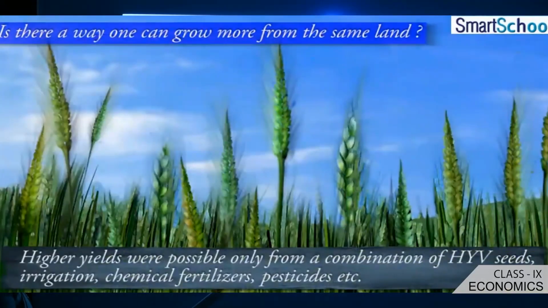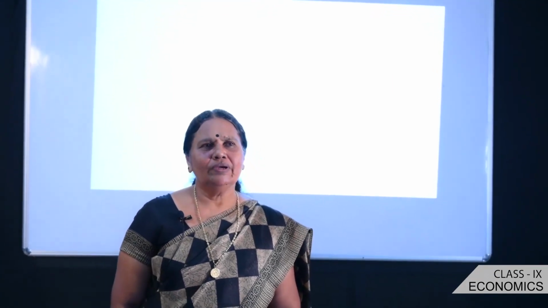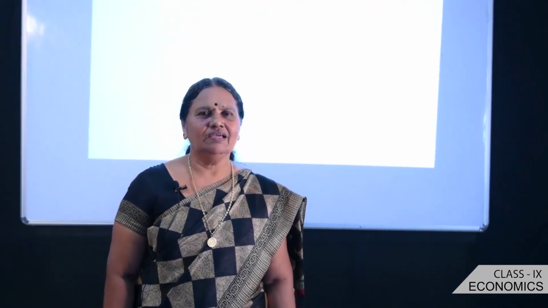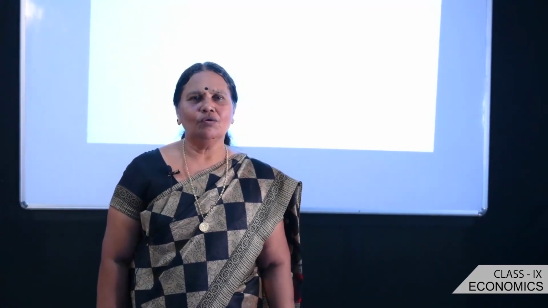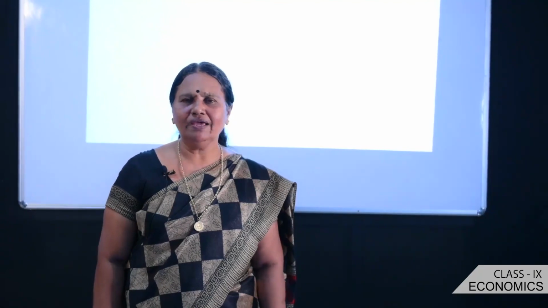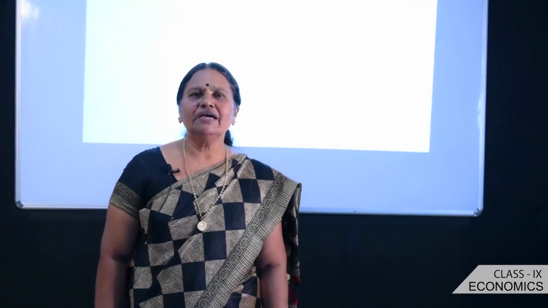High yield is possible only with a combination of HYV seeds, irrigation, chemical fertilizers, and pesticides. That is why we call them package technology. All the things should be used at a time simultaneously; then only will we get good results. Dear students, now we have discussed both the important techniques adapted by the people of Palampur. One side we discussed multiple cropping, another side modern farming. Thereby the people achieved the green revolution.